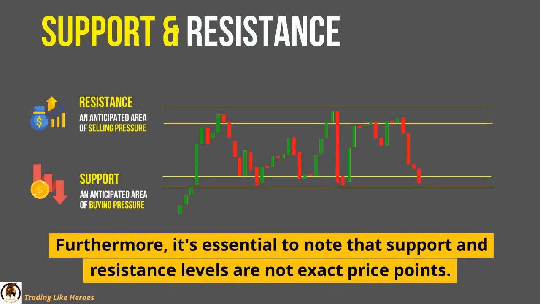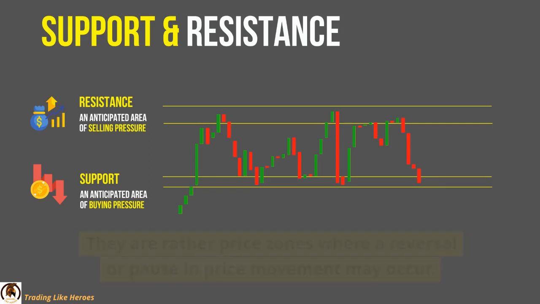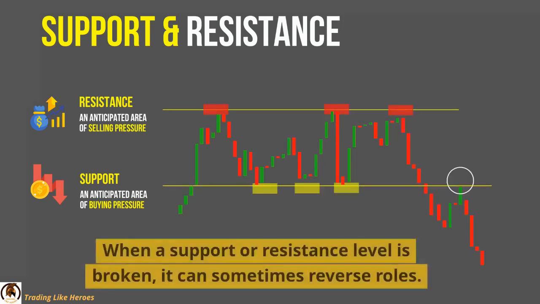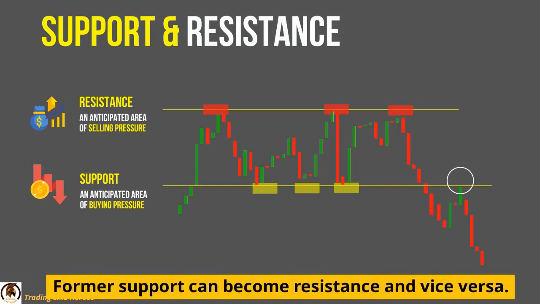Furthermore, it's essential to note that support and resistance levels are not exact price points. They are rather price zones where a reversal or pause in price movement may occur. When a support or resistance level is broken, it can sometimes reverse roles. Former support can become resistance and vice versa.